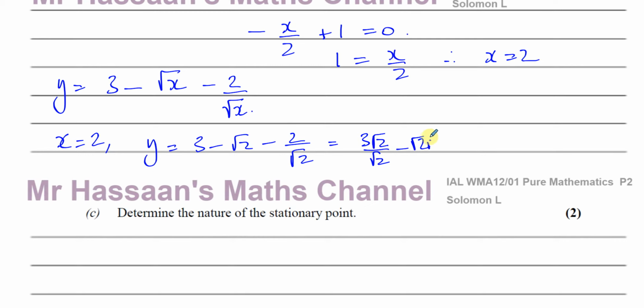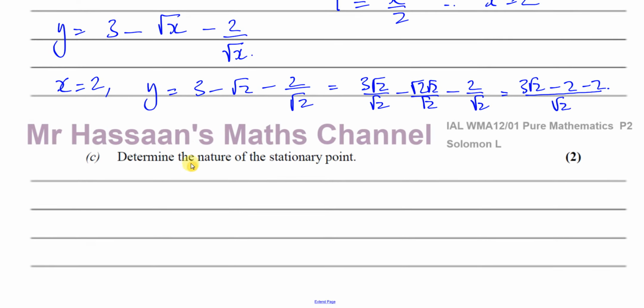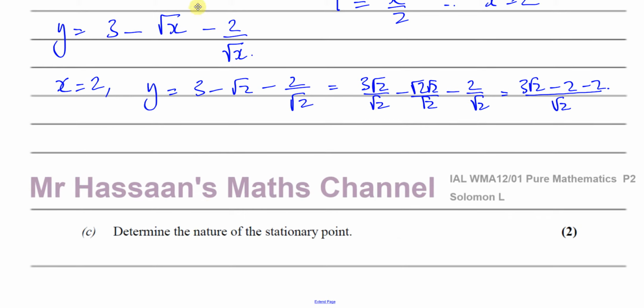So I'll have root 2 times root 2 over root 2, and this one stays as it is. So this gives me, under the same denominator, root 2, 3 root 2 minus 2 times root 2 is 2, minus 2. Okay. Let me just make some more space again. I can do this on the next page if I have to. That gives me y equals 3 root 2 minus 4 over root 2.